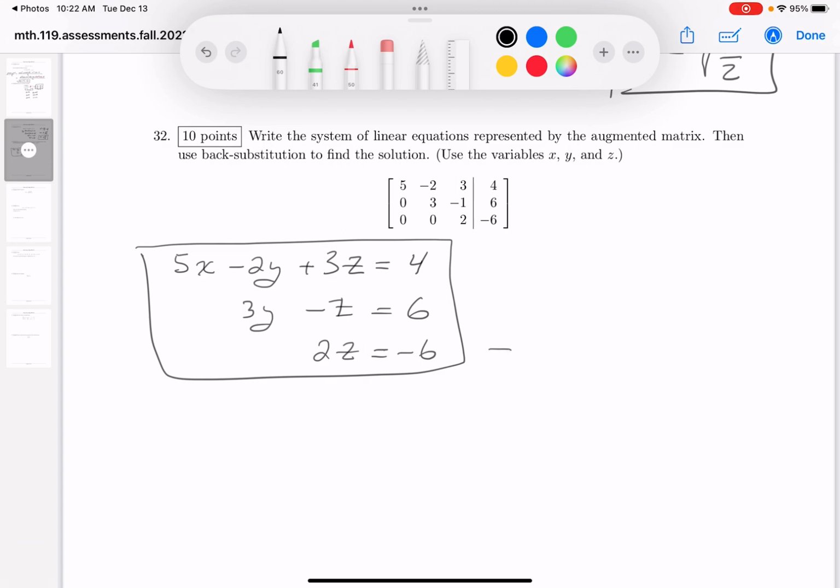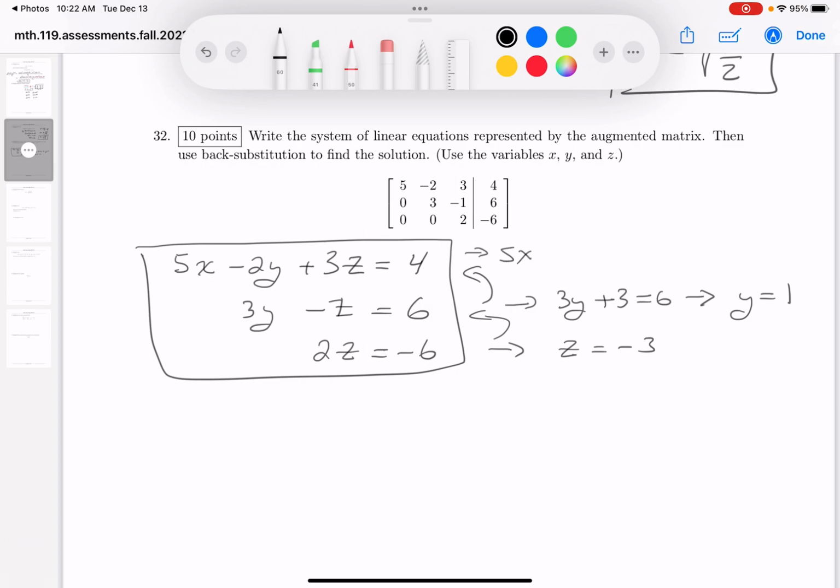Well, here you go. Z is minus 3. I'm going to go back into here and see what this gives me. I get 3y plus 3 is equal to 6. That means y is equal to 1, because 3 plus 3 is 6. Back substitute over here. What do you get? 5x.